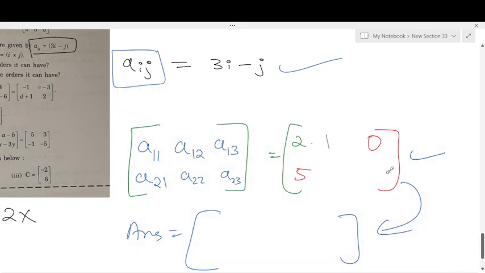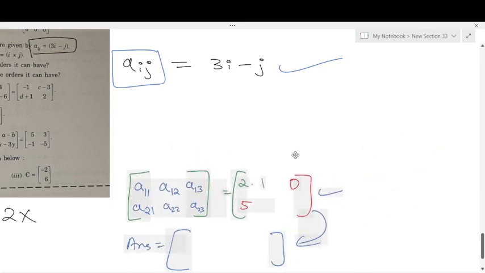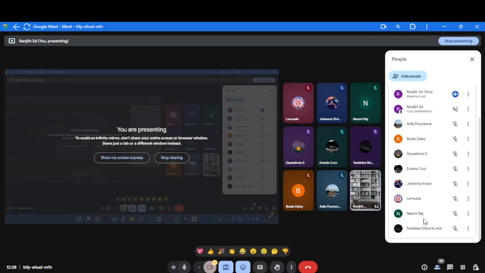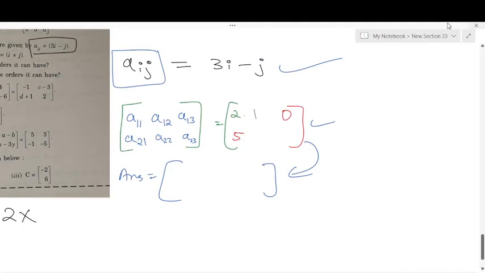Is Mariana online? Mariana, Tanishka, did you all understand? I can't hear few students answering. Is Tanishka online? Lemula, Tanishka. Okay. Show all the calculations here.